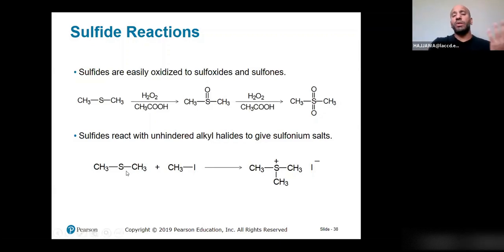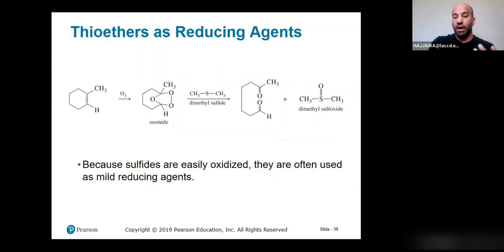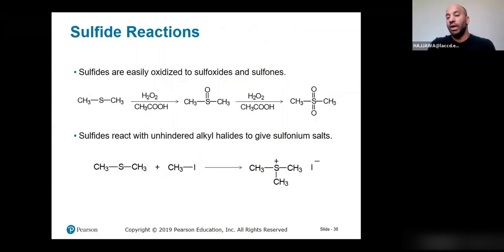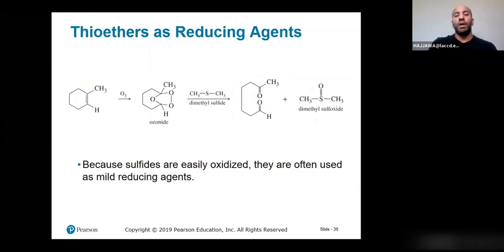Other reactions, if I start with the dimethyl sulfide or a dialkyl sulfide and I do methylation or alkylation, I end up making basically what we call a sulfonium salt. So in dimethyl sulfide, the sulfur has two lone pairs. One of them will attack the CH3, kick off the iodide, and that will give you basically this structure. What do we use this for? Usually they are used as alkylating agents. So that's the use of the sulfonium salt.